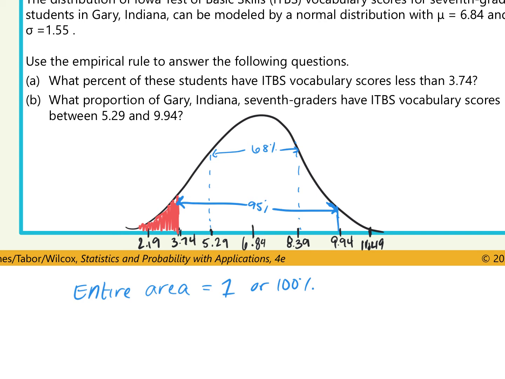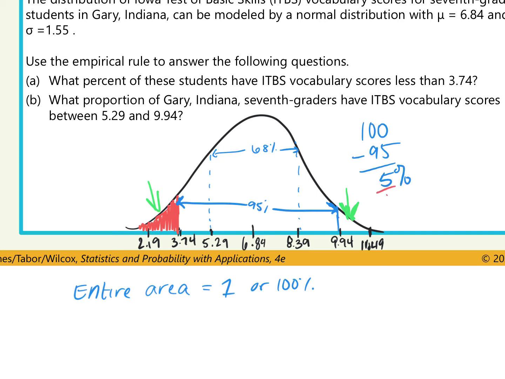So 2.5%. I knew that, because 100 minus 95 is 5%, right? Yeah. But this tail and this tail add to 5%, and this is a completely symmetrical distribution. So when I divide that by 2, I get 2.5.